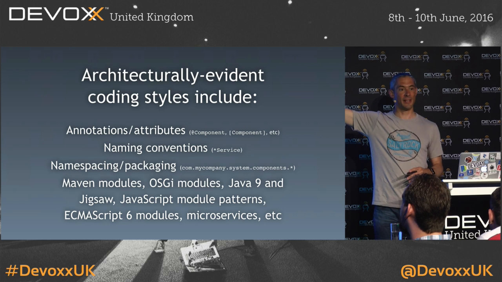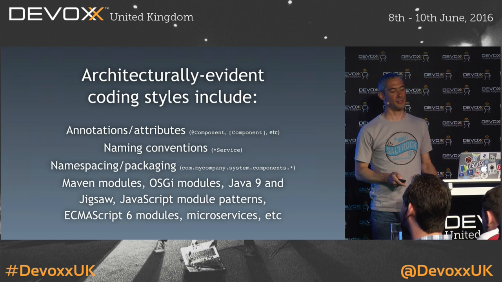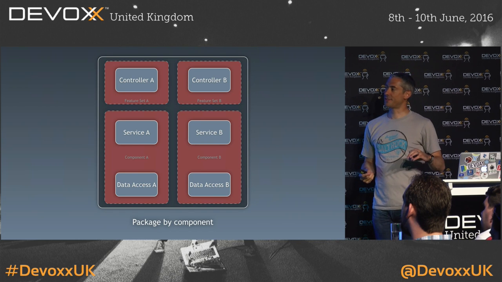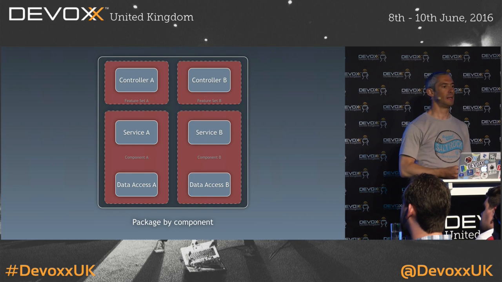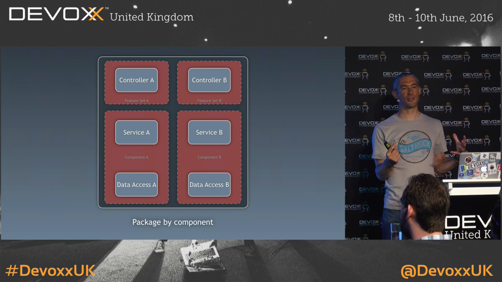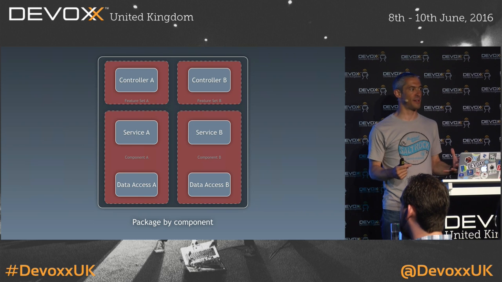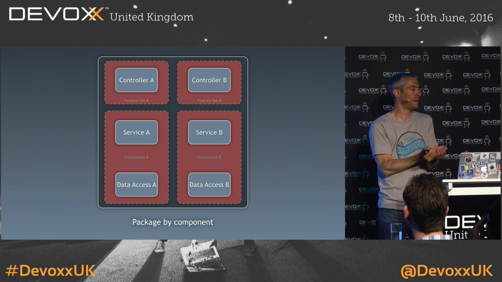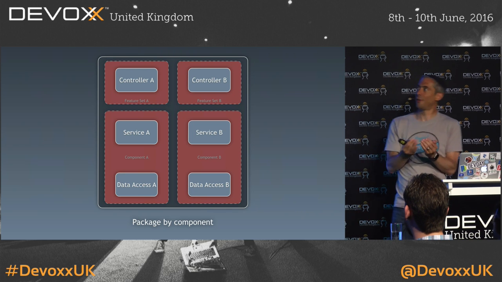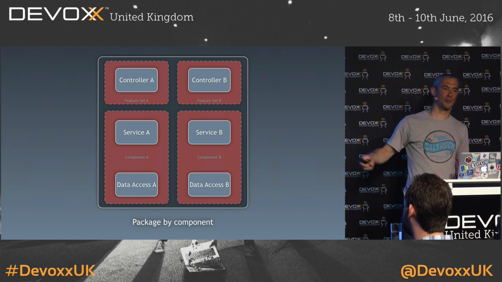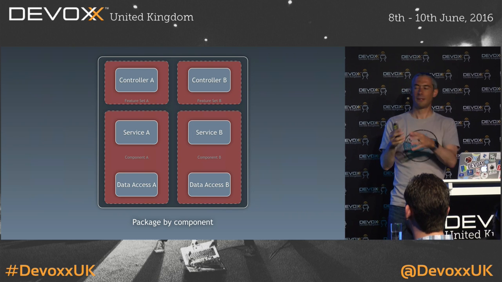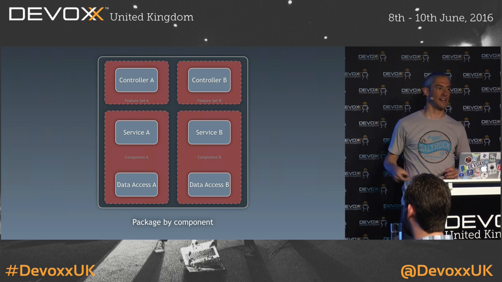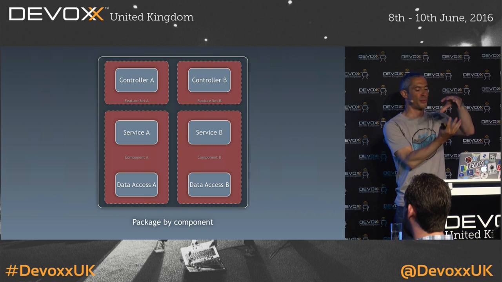This is a really great idea, but I don't see many people actually doing this in practice for some reason. The way that I do this is something I call package by component. What I'm really trying to do here is use Java's packaging mechanism as a way to encapsulate component functionality. So I'll say that all of my web controllers are really separate components, and I'm going to bundle up, in many cases, the service and the data access objects that form one logical thing.